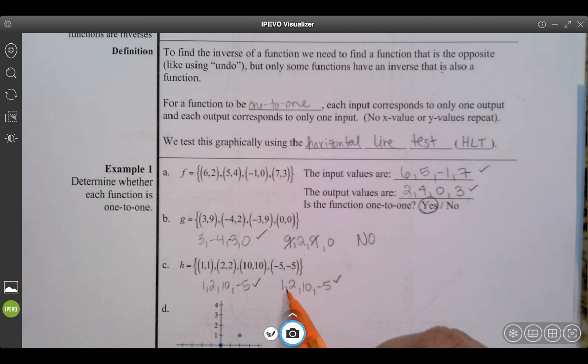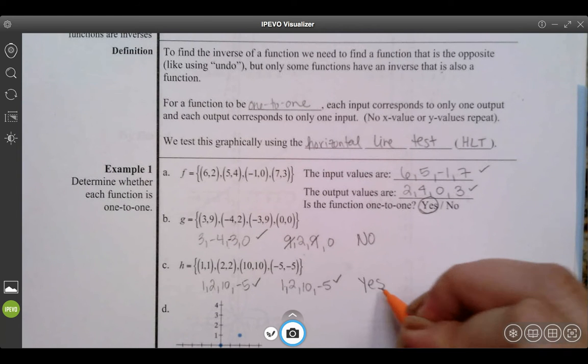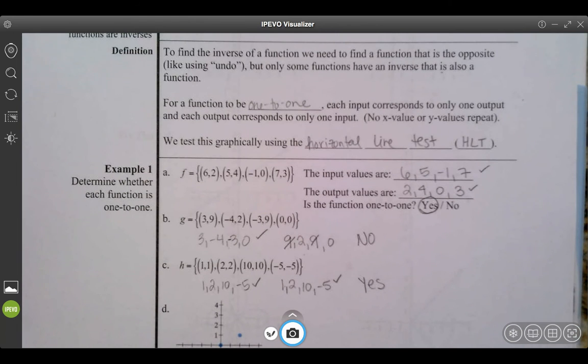in order to tell if this function is one-to-one. So to tell if a function is one-to-one, we first ask, do any of the x values repeat? And then we ask, do any of the y values repeat? If I can say no to both of those questions, so I don't have any repeating values, then this function, yes, is one-to-one.